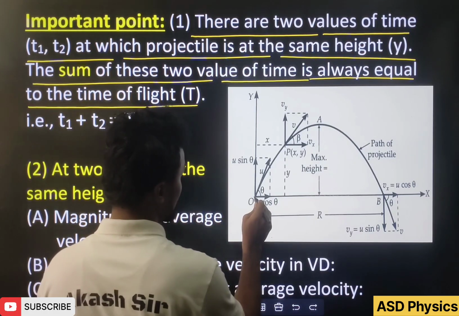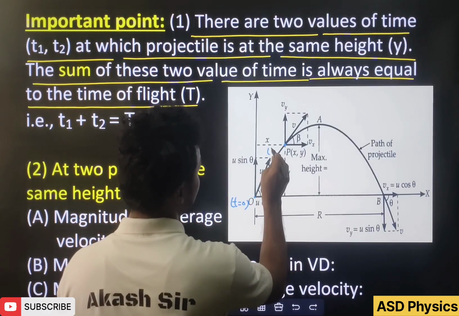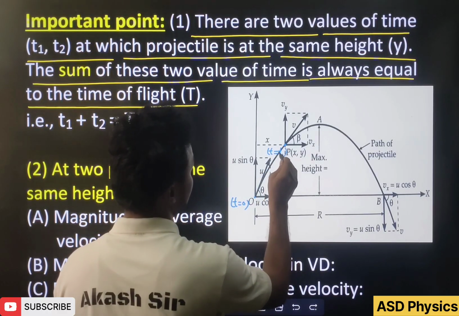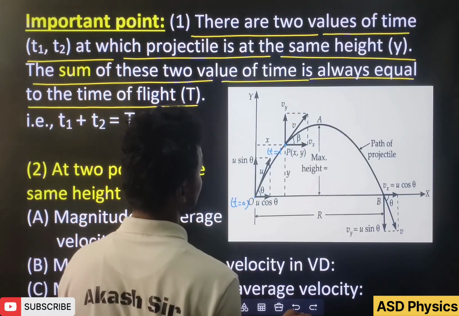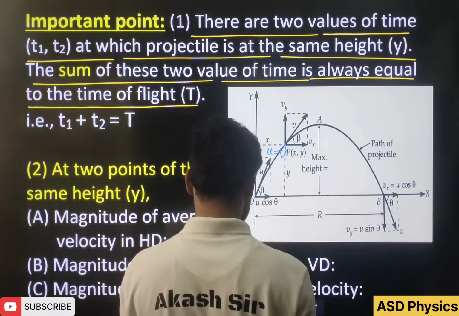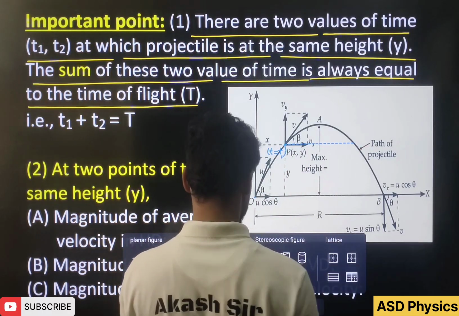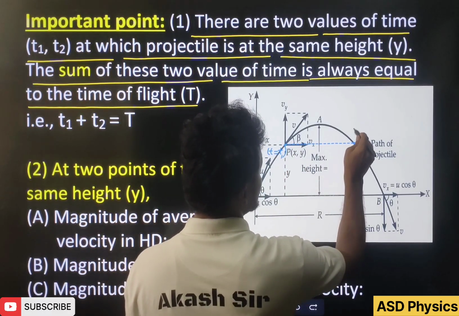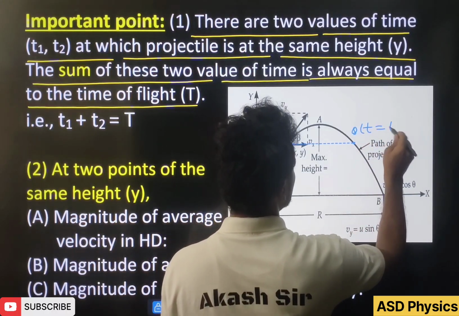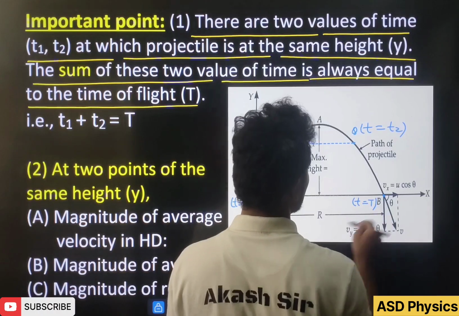Let's take here, the body is projected at t equal to 0. At point P, how much time is there? t equal to t1. And at the same height, I will draw here like this, same height. Now let's take this is point Q, and the time is t equal to t2. And at point B, the time is t equal to capital T.